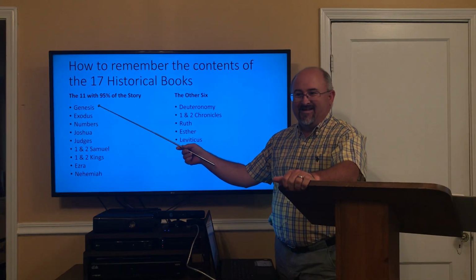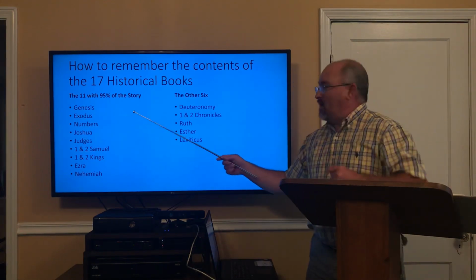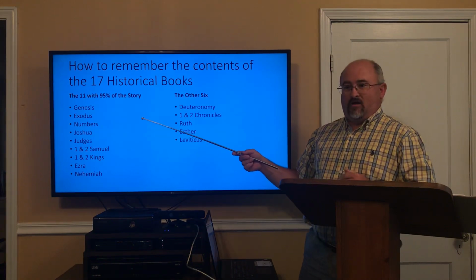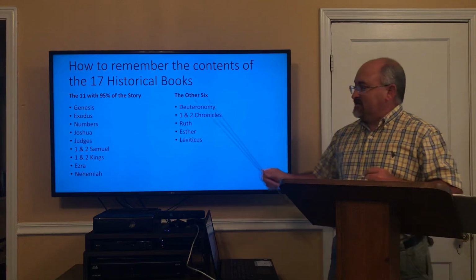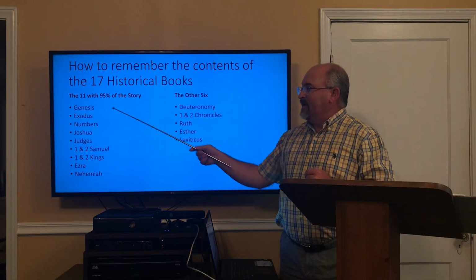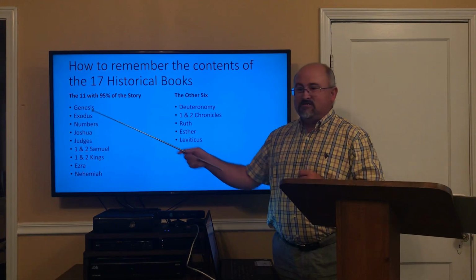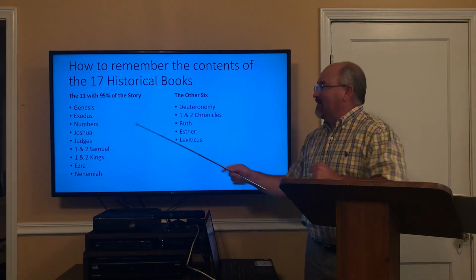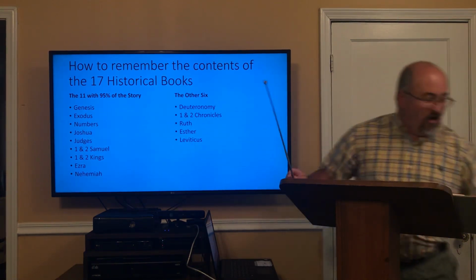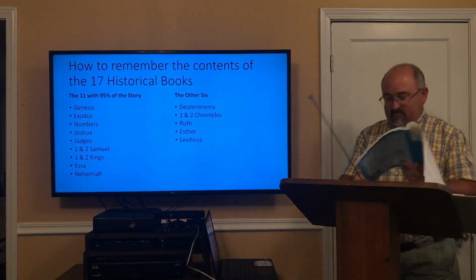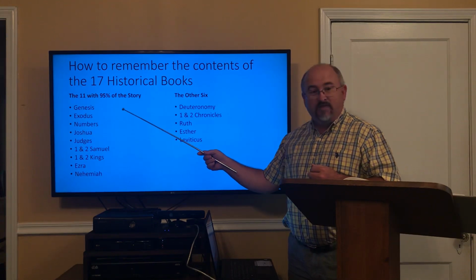Creation to captivity. Captivity where? In Egypt. In Egypt, right. So Genesis covers everything from the beginning until the death of Joseph in Egypt. What's the first 5 words in Genesis? In the beginning. What are the last 5 words in Genesis? In a coffin in Egypt. Very good. Those are the beginning to the captivity in Egypt.